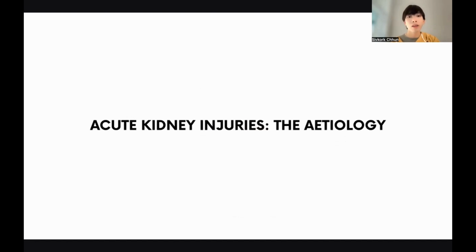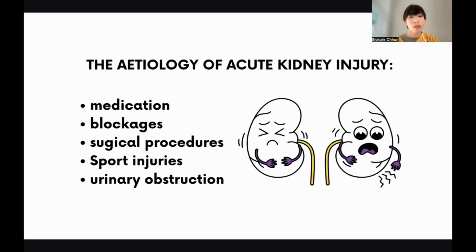The root causes, the etiologies of acute kidney injury, are linked to medication. When we use some medications, it can develop acute kidney injuries or damage to the kidney. Another cause is blockage, where something blocks the urinary tract, like kidney stones; surgical procedures that affect the kidney function; and sport injuries. So here, sport injuries mean there's damage to the kidney, and obstruction, like urinary obstructions.